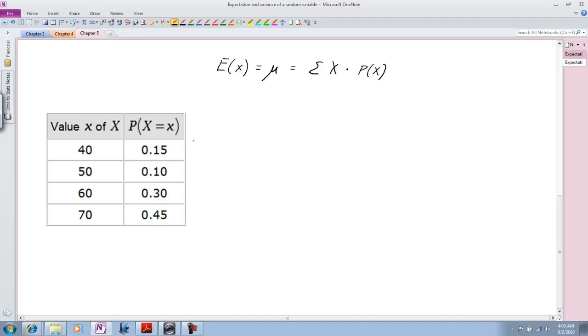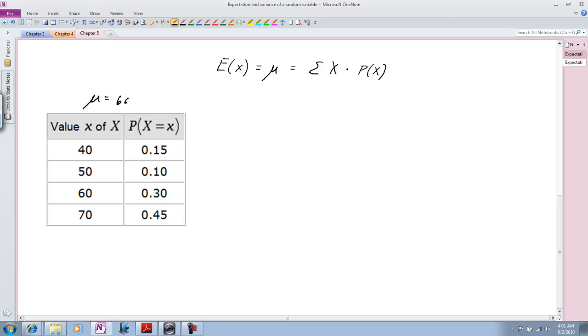Here we go. So I have 40 times 0.15 plus 50 times 0.1 plus 60 times 0.3 plus 70 times 0.45. And you should pause the video and see what you get. I got 60.5. So that is our expectation. I will put that right here.